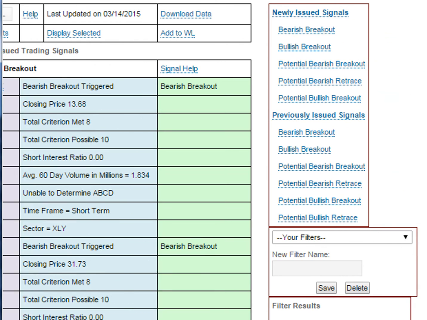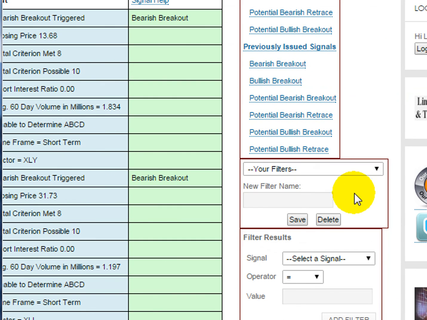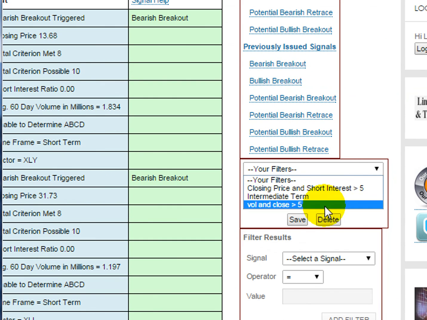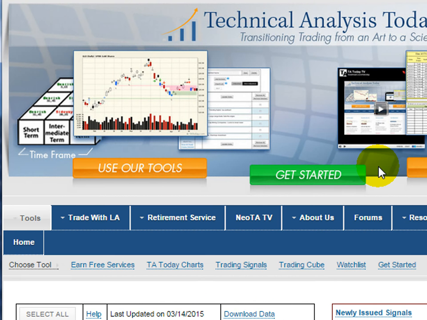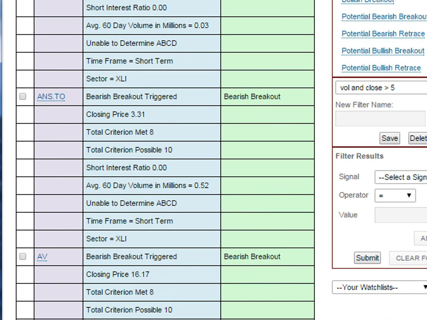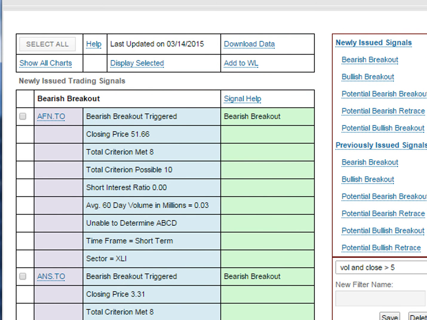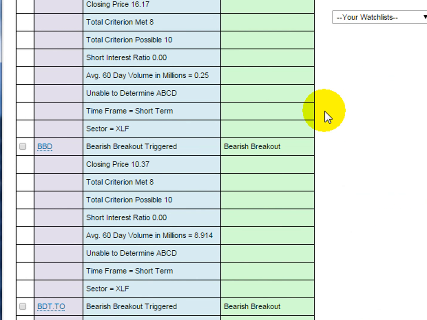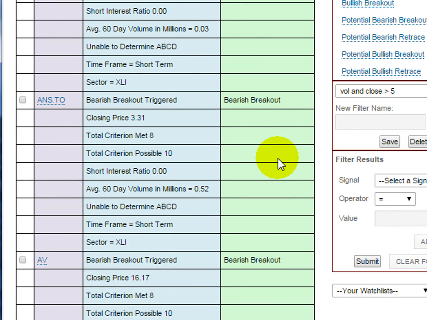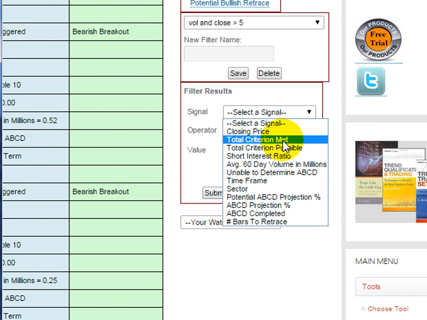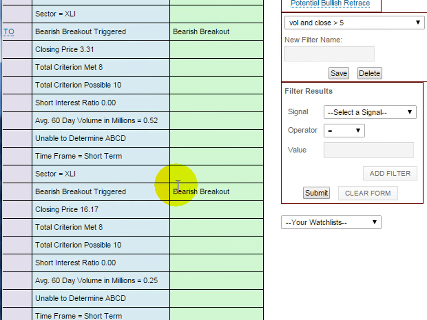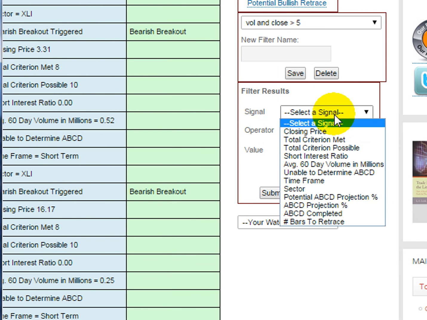In terms of other filter criteria available to you, you can create your own. I have a few saved. For example, I always look at anything where the close is greater than 5 and volume is greater than 50,000, so I filter on that. You can create those filters yourself by coming in here and selecting one of the criteria that show up over here. Any of these criteria show up in this box. You can pick any of them.